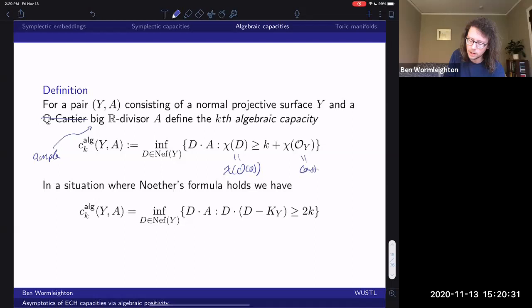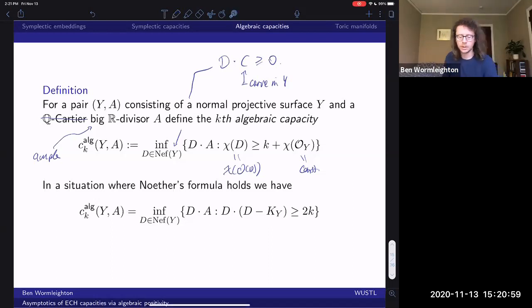And then this chi of O_Y is just some constant. The last thing I need to unpack before I tell you what this formula is really saying is what is Nef. Nef(Y) is the set of nef divisor classes on Y. This is the set of divisors D that pair non-negatively with every curve in Y.